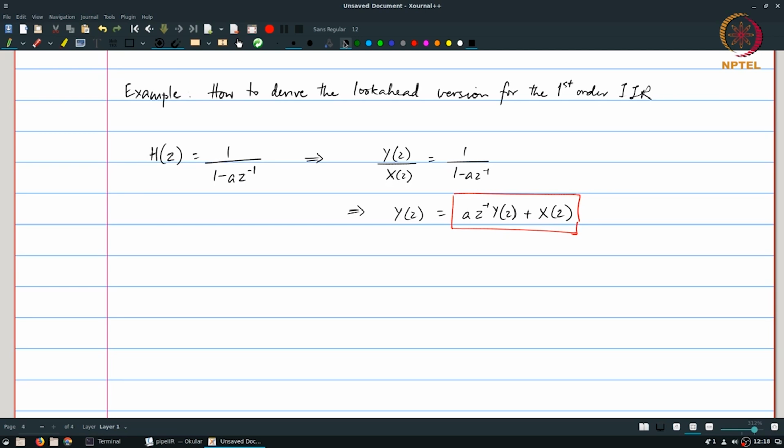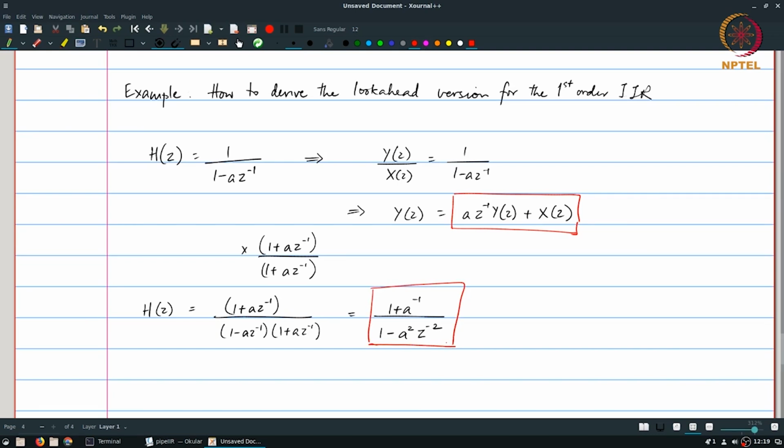Alright, so now with this transfer function, what we can do is a simple mathematical manipulation. We will multiply and divide by this term 1 plus a z inverse. What does that give us? Basically what it says is H of z is now equal to 1 plus a z inverse divided by the original term 1 minus a z inverse into 1 plus a z inverse, which if we expand it out comes out to be 1 plus a z inverse by 1 minus a squared z to the power minus 2.